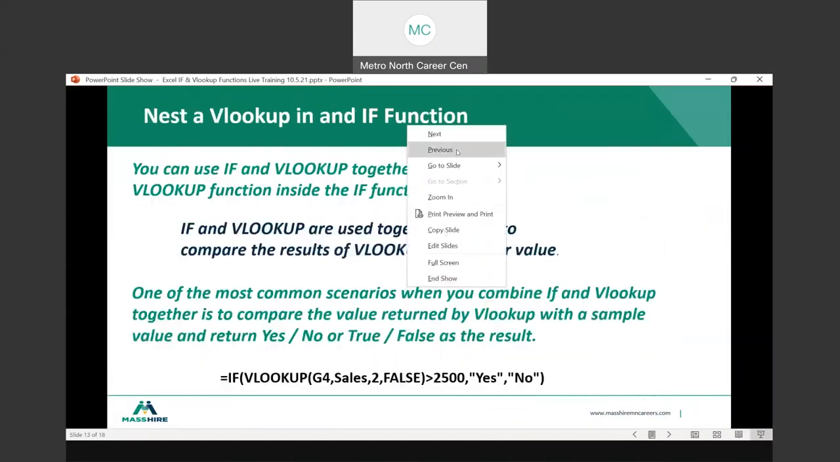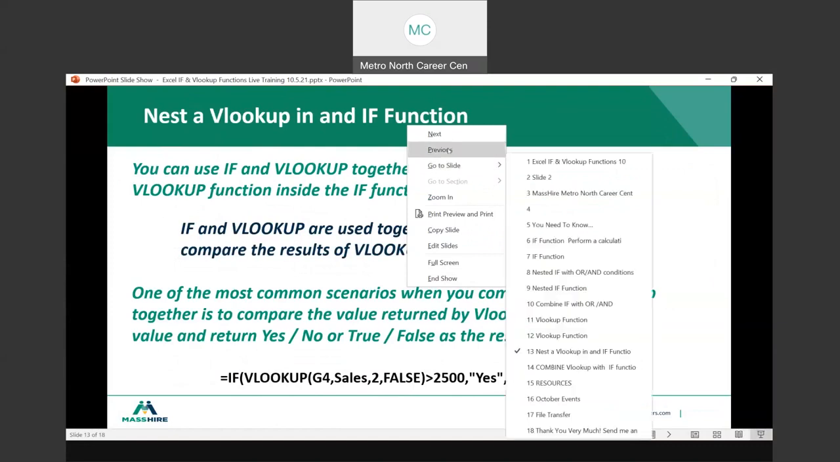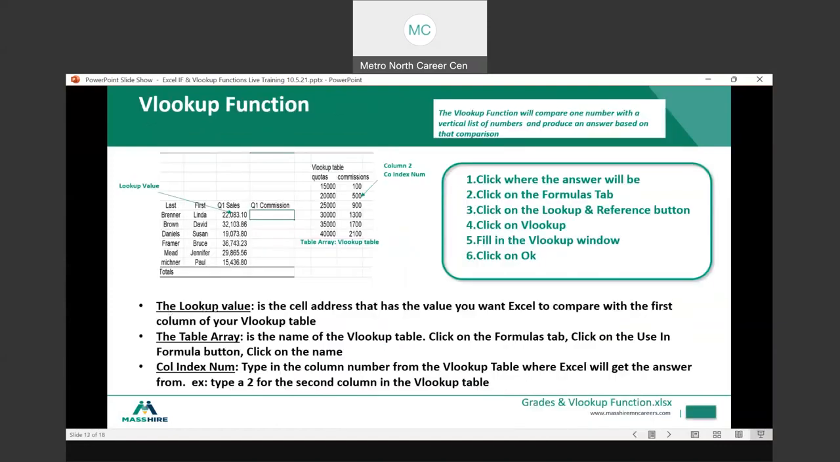Let me go back a slide. So first we can look up, what does lookup value mean? We're going to type in the cell address or click on the cell address that has the value you want Excel to compare with the first column of your VLOOKUP table. So let's go back.